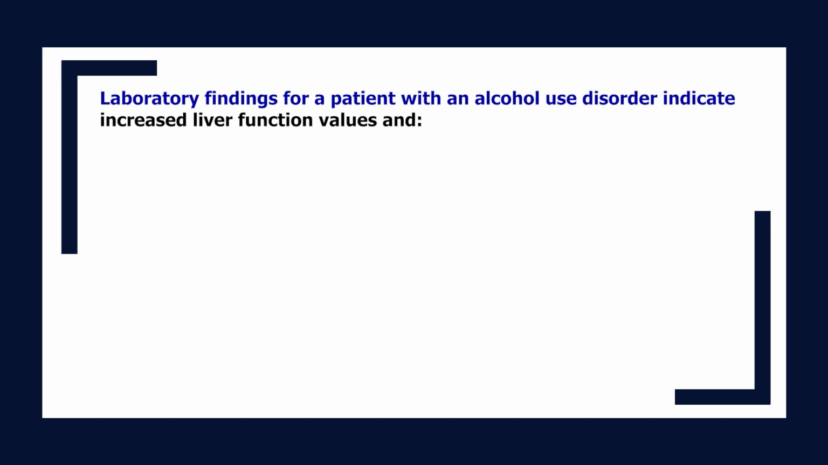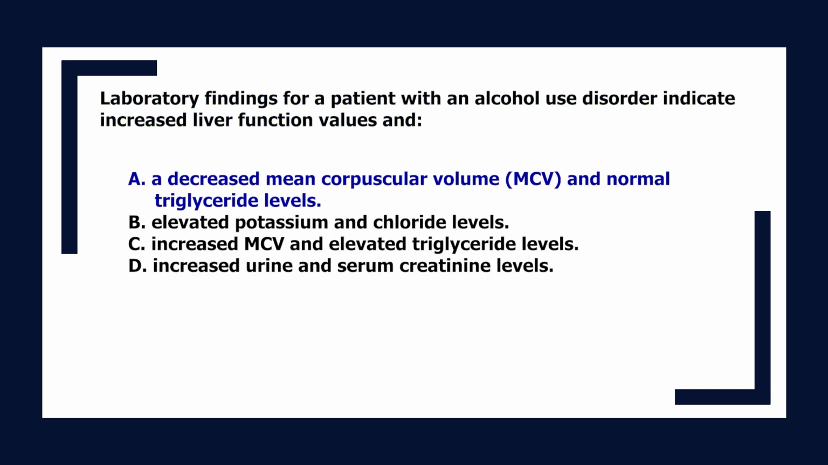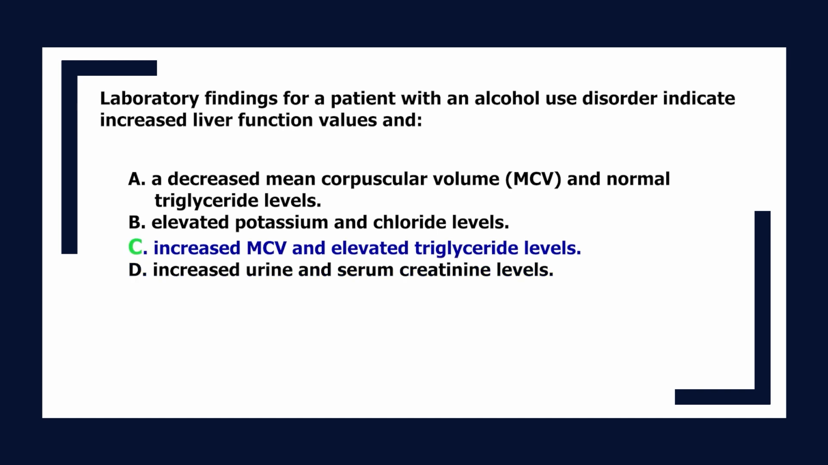Laboratory findings for a patient with an alcohol use disorder indicate increased liver function values and A. a decreased mean corpuscular volume, MCV, and normal triglyceride levels. B. elevated potassium and chloride levels. C. increased MCV and elevated triglyceride levels. D. increased urine and serum creatinine levels. The answer is C. increased MCV and elevated triglyceride levels.